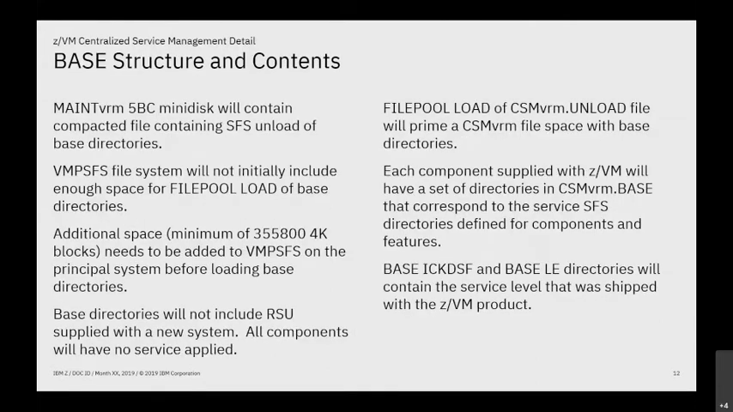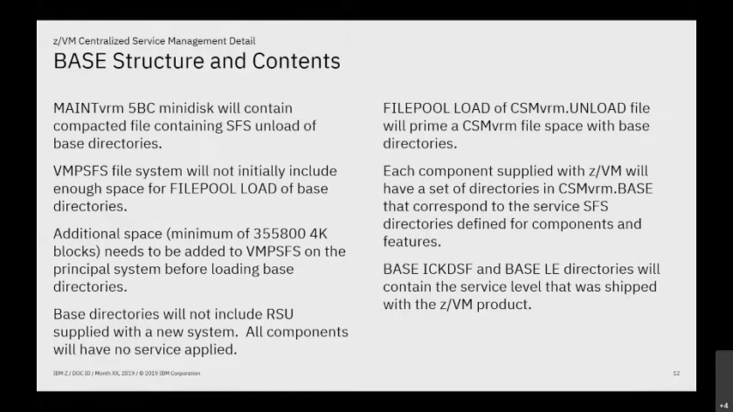Now, I mentioned that you're going to start with a base level of VM. So in 7.0, MAINT 7.0 will have a 5BC minidisk, and on that minidisk there will be a file pool unload file for the 7.2 base code. So this is truly the base. It doesn't actually include the RSU content that typically comes with a 7.2 install. It is purely the base.